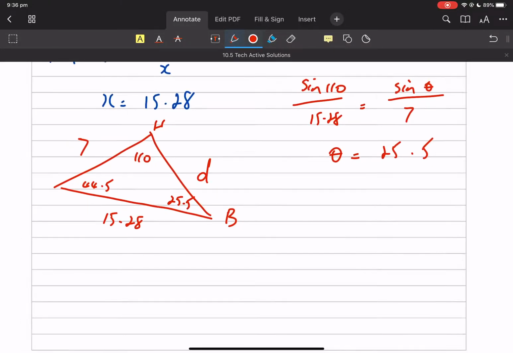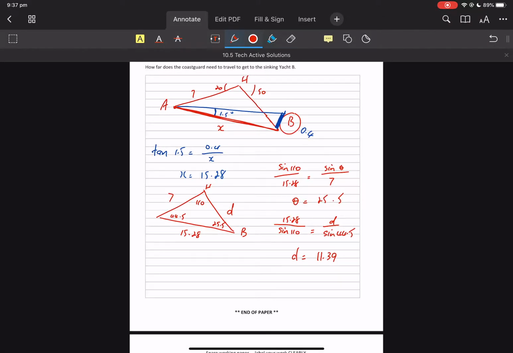We just got to find D. So I guess we can still go sine 110. We want to find D, so let's go equals D on. D equals 11.39.